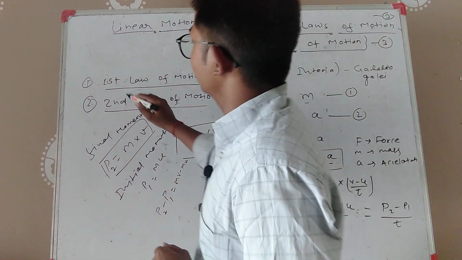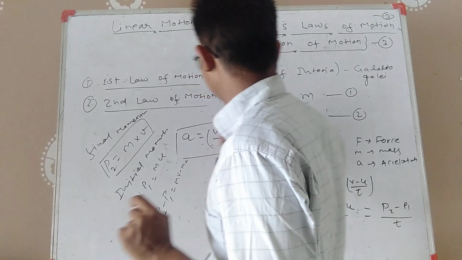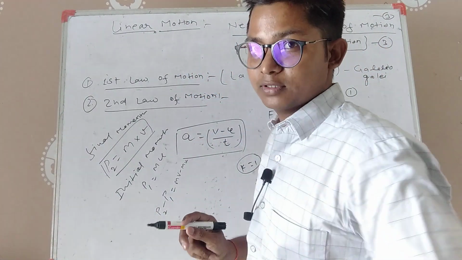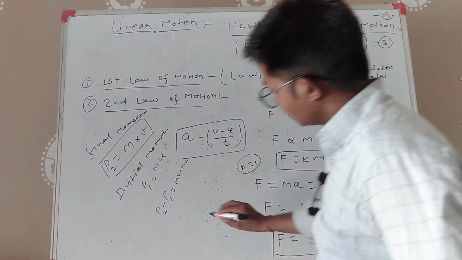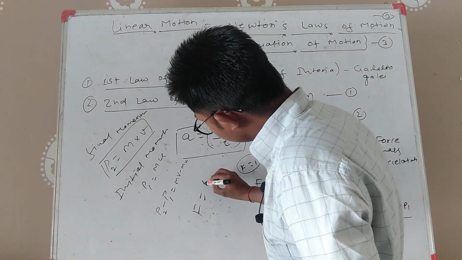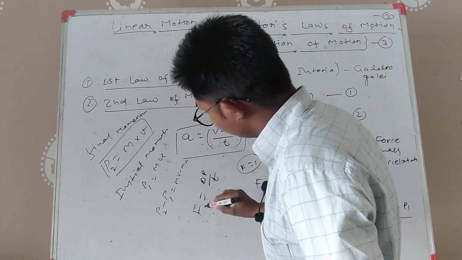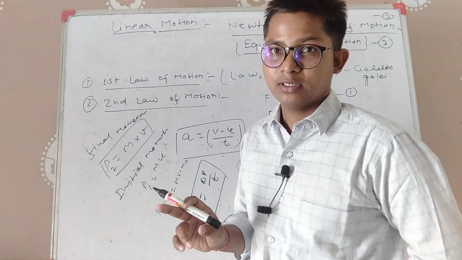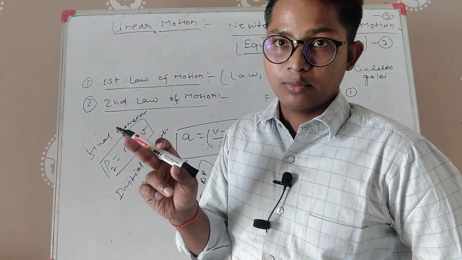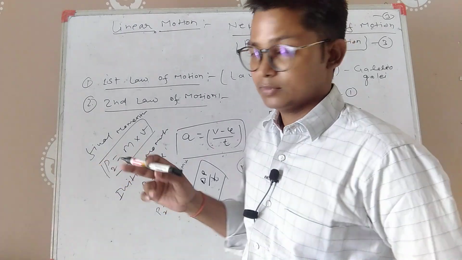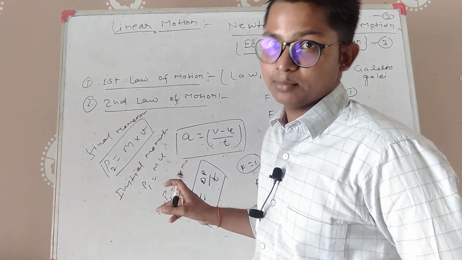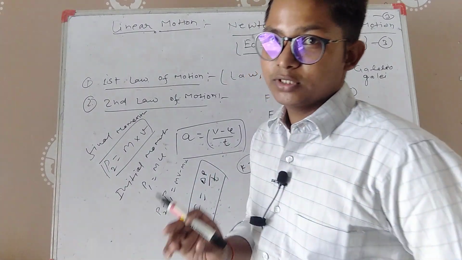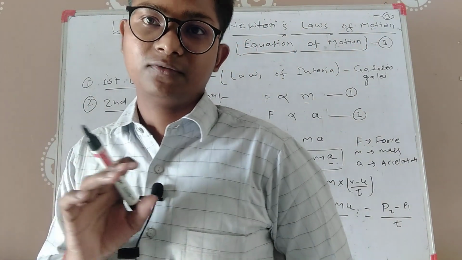The second law of motion can be represented in two ways. First, it is the product of mass and acceleration, and second, it is nothing but F equal to change in momentum with respect to time. That means F equal to delta p by t. Here delta p is the change from initial to final momentum in time t. So the change in momentum with respect to time is nothing but force.